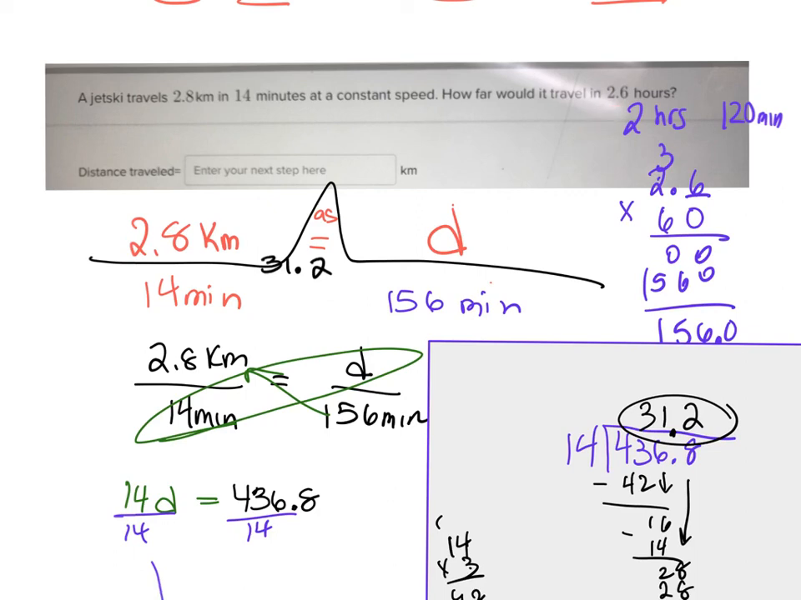Okay, your homework is the Math Space, 4.2.